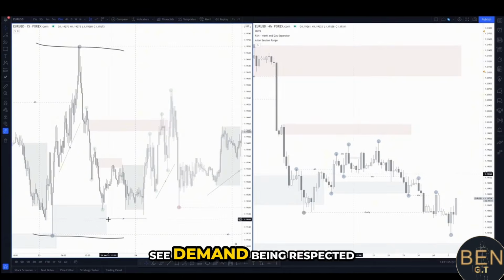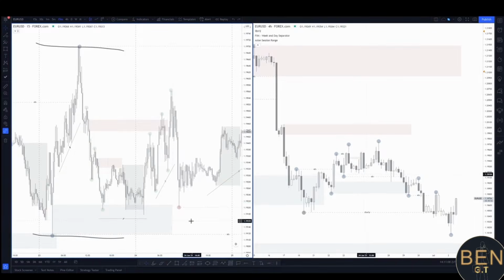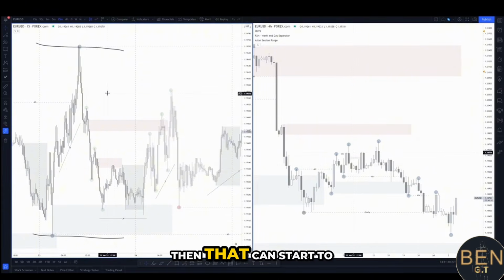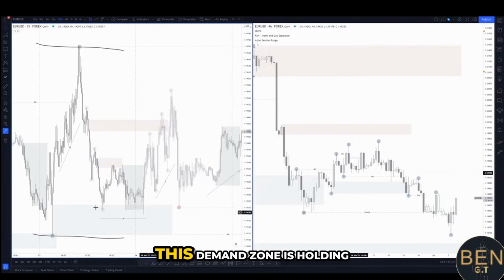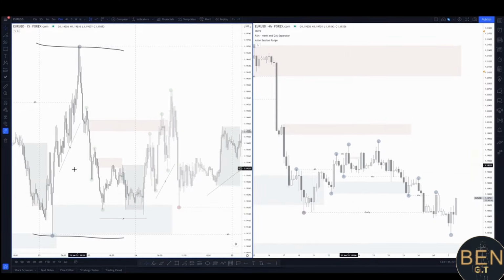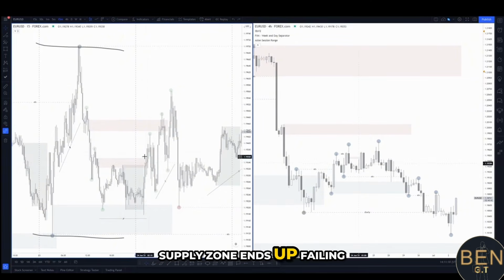But if we start to see demand being respected and supply starting to fail, then that can start to give us a solid indication of what is to happen next. So what we can see is overall this demand zone is holding price. We can see that this supply zone ends up failing, and then we can look at the next supply zone, which is this inside bar. We get a slight reaction just prior, and at this point, price then continues moving to the upside.